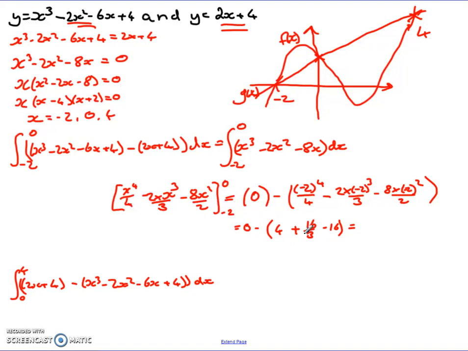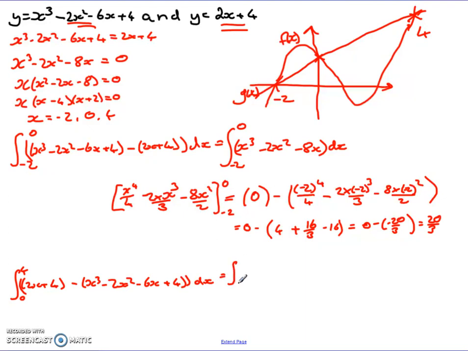I've then got 16 over 3 take away 12. Well, 12 can become 36 over 3. That gives me negative 20 over 3. But remember, it's 0 take away negative 20 over 3. So that's 20 over 3 for my upper part. My lower part is given by this one.